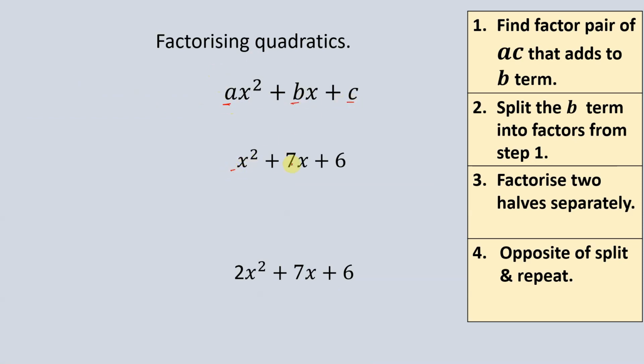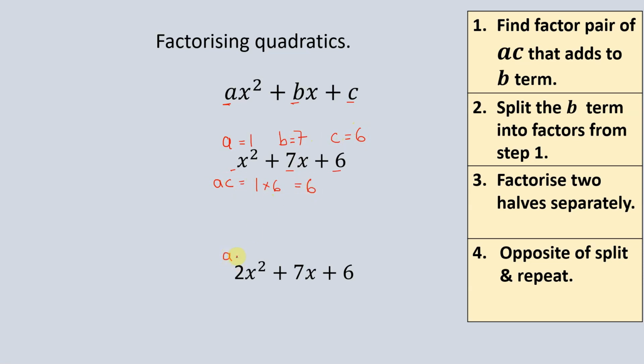The example below, we've got x squared plus 7x plus 6, and in this one here, a is going to be equal to 1, b is going to be equal to 7, and c is going to be equal to 6. And following our steps on the right, next we need to find AC, and we get that by multiplying A by C, which is 1 times 6, to give us AC being equal to 6.